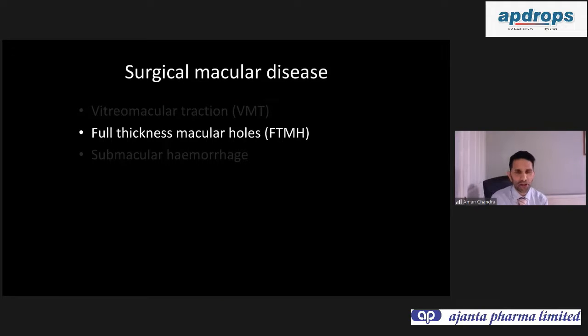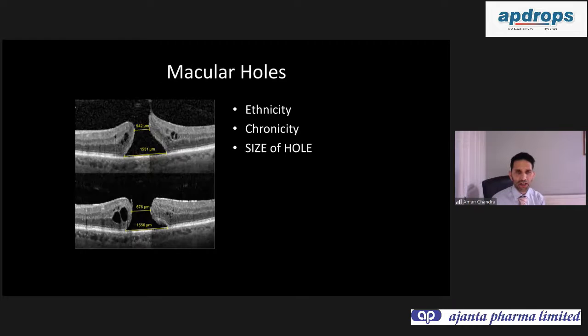Anyway, that was vitreomacular traction. I'll talk about full thickness macular holes now. So macular holes are described as a full gap in the fovea. A full hole, it has to be a full gap, and you must be able to see down to the RPE.